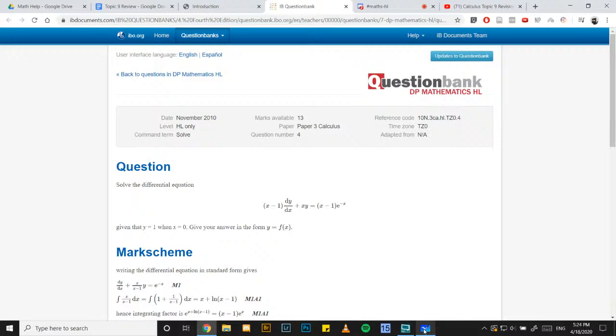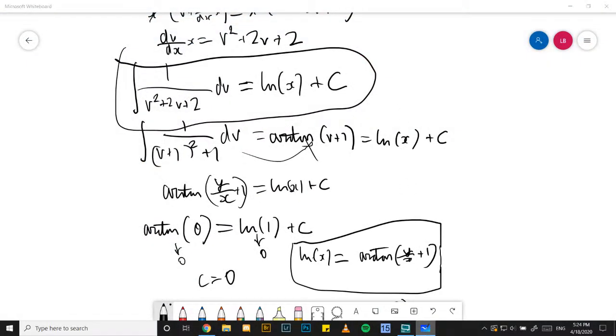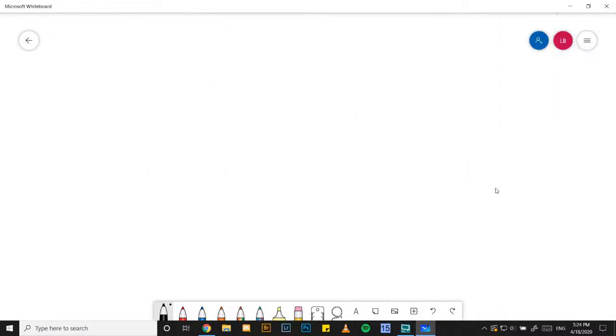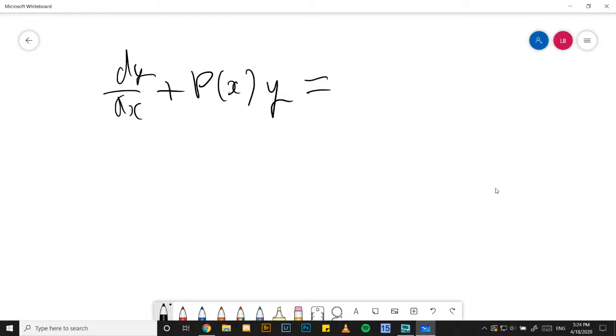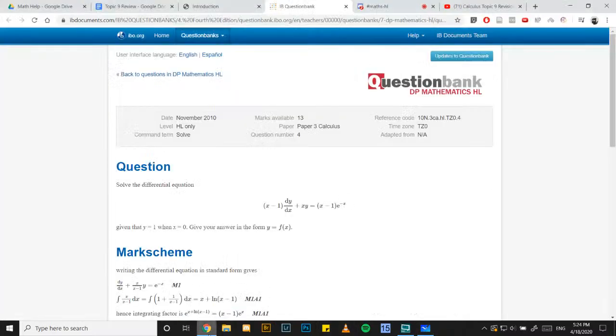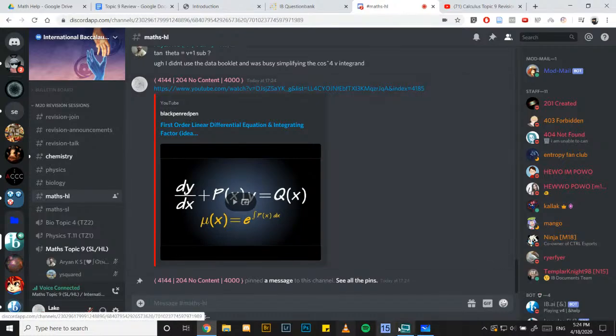And basically what it says is this. It is of the form dy/dx plus some function p of x times y is equal to some other function f of x on the other side. Right, so let me just quickly check whether that's true. And yeah, that's just what it is.